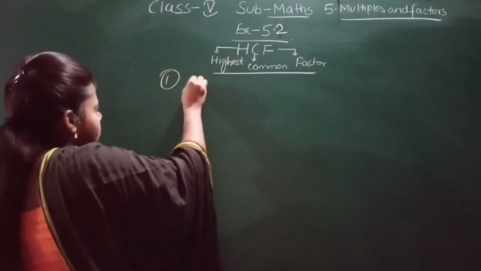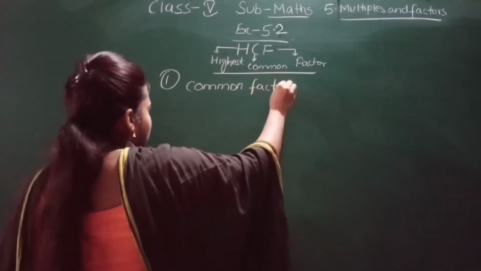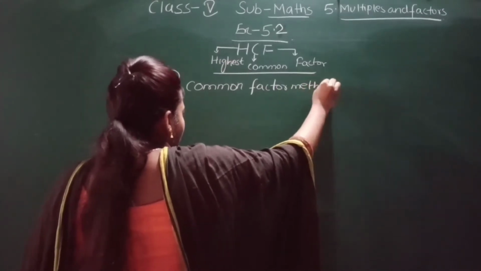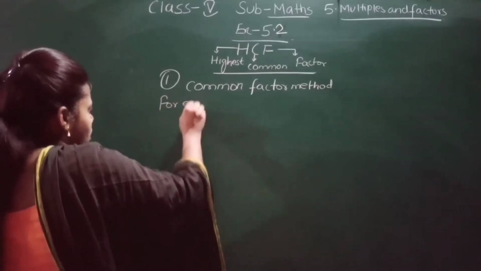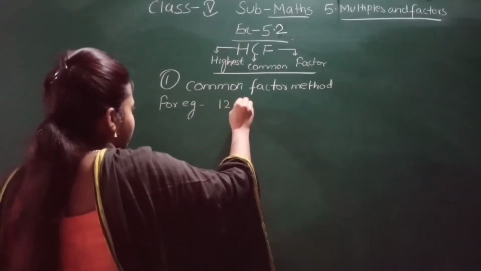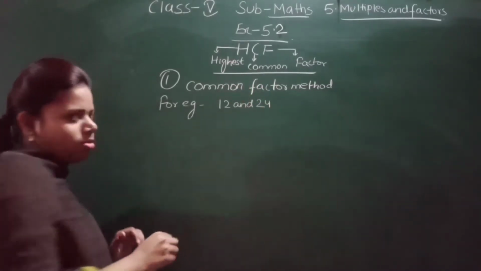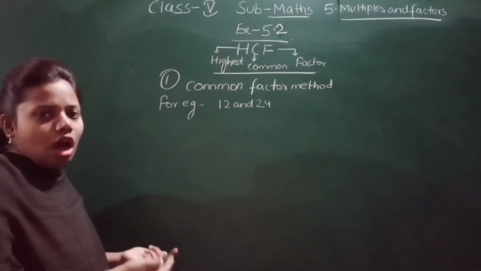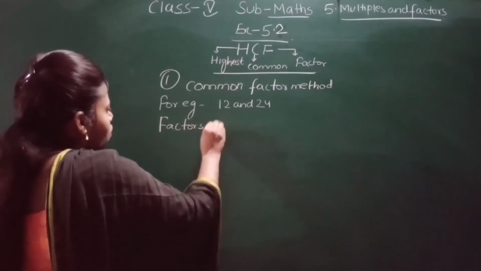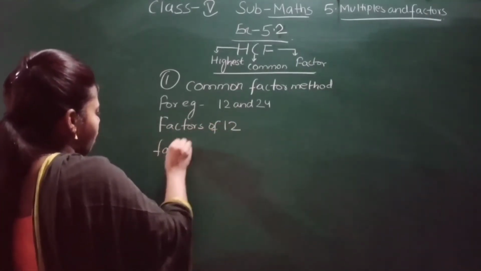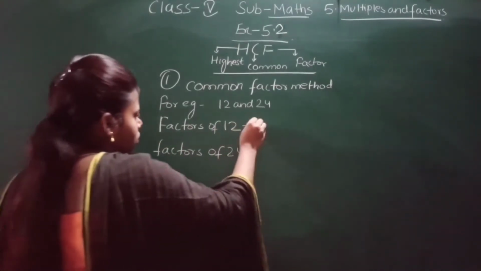Number one is the common factor method. So what does the common factor method mean? Let me give you an example question, 12 and 24. Here we are doing HCF by the common factor method, we are finding the HCF of 12 and 24. You already know how to find the factors. So you will find the factors of 12, then you will find the factors of 24.